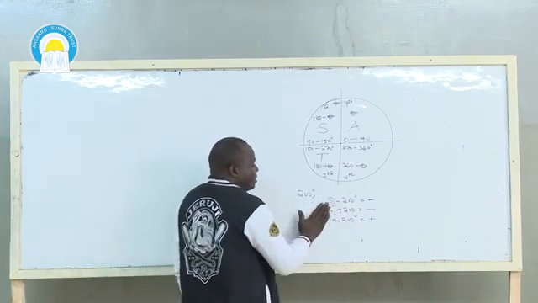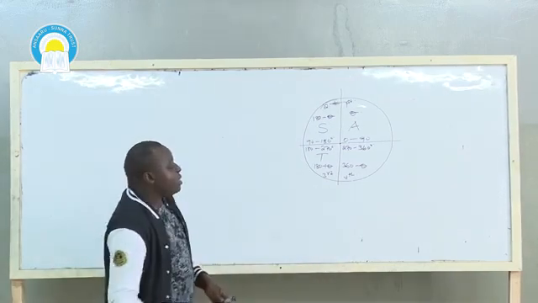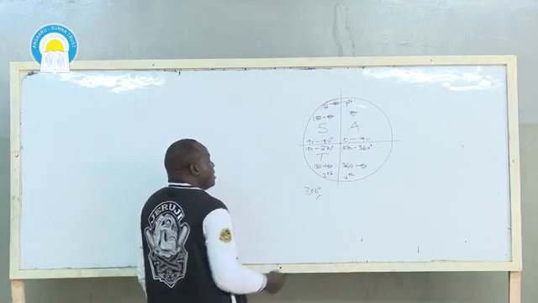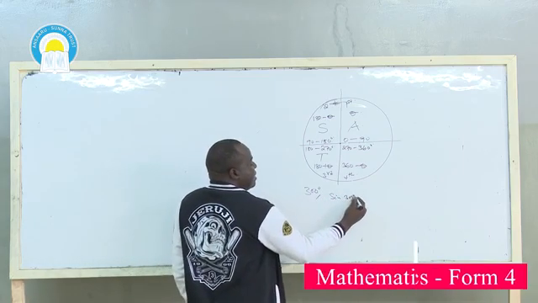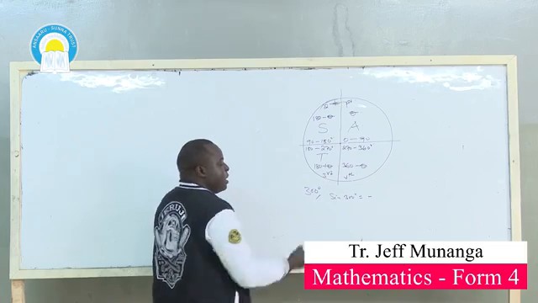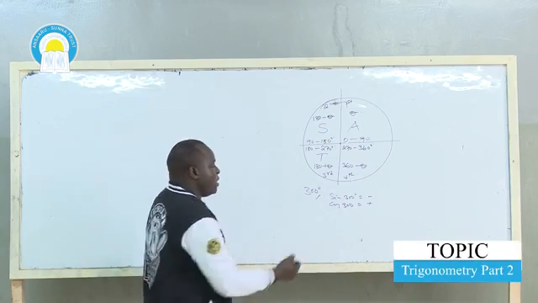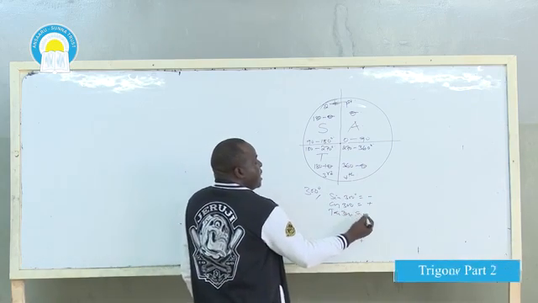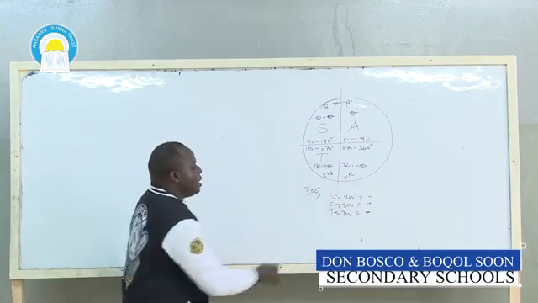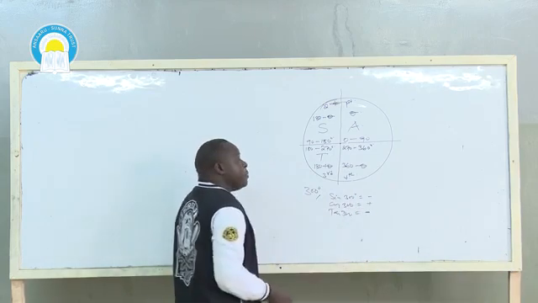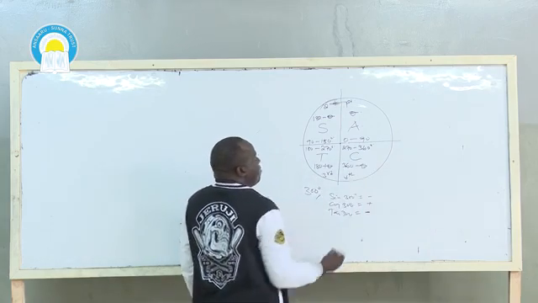Then in the fourth quadrant, take an angle like 300 degrees. If it was sine 300 degrees, I expect the answer to be negative. If it's cos 300 degrees, I expect the answer on the calculator to be positive. And if it was tan 300 degrees, I expect the answer to be negative. So the conclusion is, in the fourth quadrant, only cosine will have a positive ratio. The other two will be negative. So in the fourth quadrant, cos will be positive.